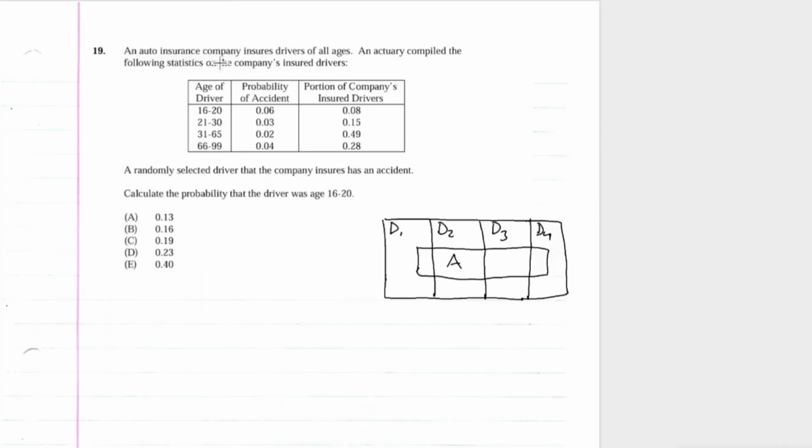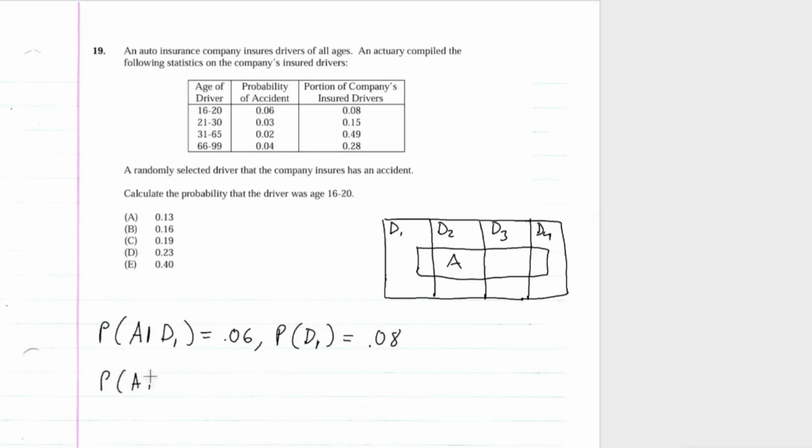Right, so an auto insurance company insures drivers of all ages. An actuary compiled the following statistics on the company's insured drivers. Age of driver 16 to 20: the probability of an accident given that they're in this category is 0.06, and the portion of the company's insured drivers that are 16 to 20 is 0.08. So D1 will just be the first category that they gave us.